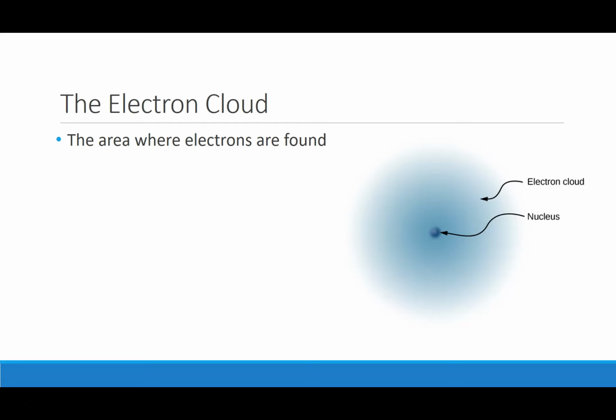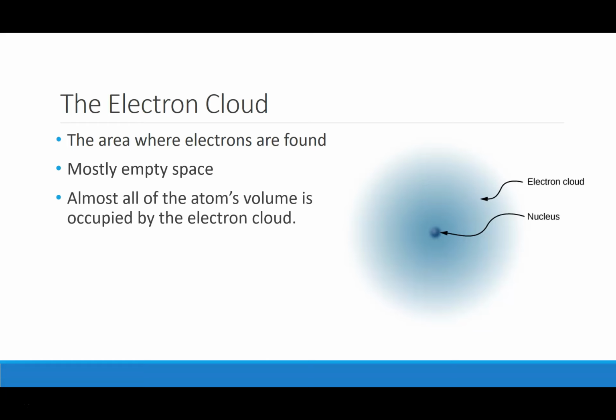Outside of the nucleus is the electron cloud. This is the area where electrons are found. The electron cloud is mostly empty space, and almost all of the atom's volume is occupied by the electron cloud.